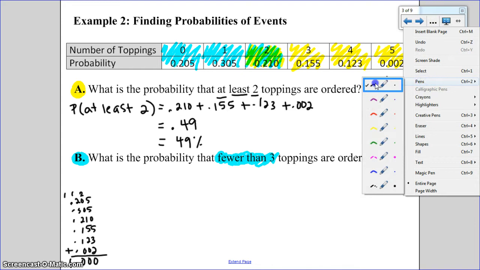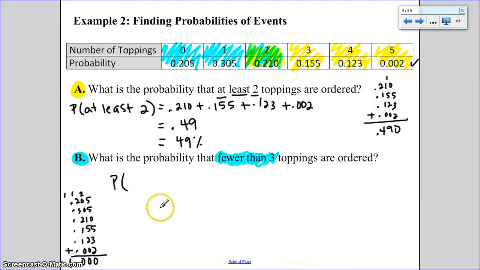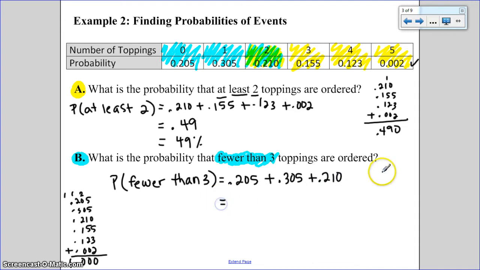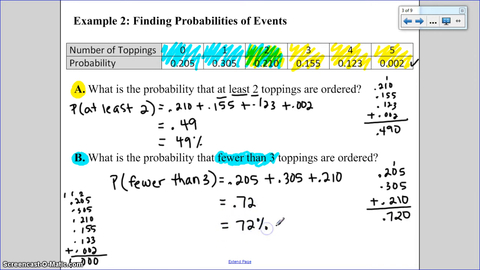So when we go ahead, we're going to always write the P and then describe the event. This is really important just to organize your thoughts. Always want to write this: fewer than 3. Then we're going to add them up. We're going to add up 0.205, 0.305, and 0.210. We're going to write our equal sign, and we're going to do our math out to the side. 205, 305, and 210. Make sure you're doing this math. 5 and 5 is 10. 1 and 1 is 2. 2 and 3 is 5, plus 2 is 7. 0.72, or 72%. So that's your percent chance of ordering fewer than 3 toppings.